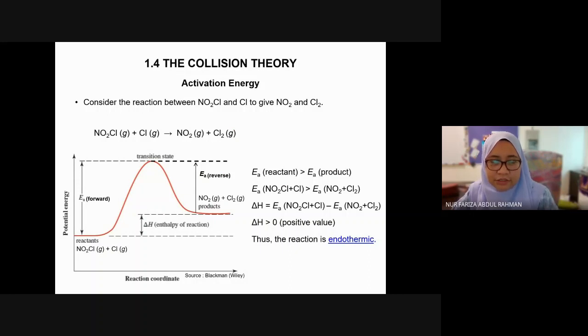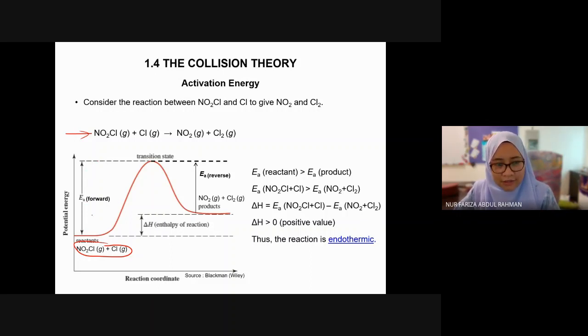Consider the reaction between NO2Cl and Cl to give NO2 and Cl2. Okay, contoh. Alright, so this is the reaction. Okay, this is the energy profile diagram. Okay, so this is the reactant. Kita pun label. And this is the EA. That means, remember macam mana you nak label the EA. It's from the reactant to the highest peak, ataupun to the transition state lah. That will be the EA.